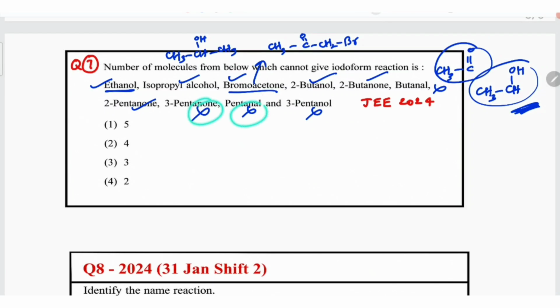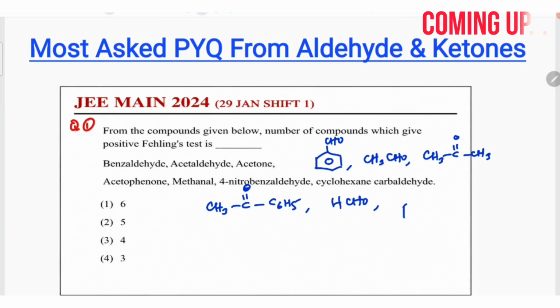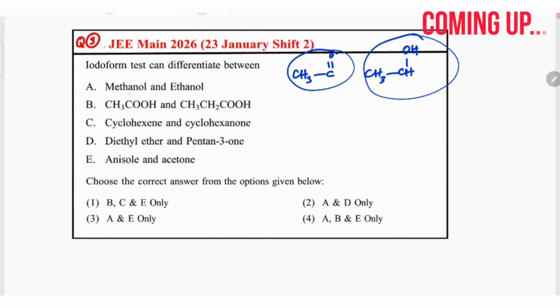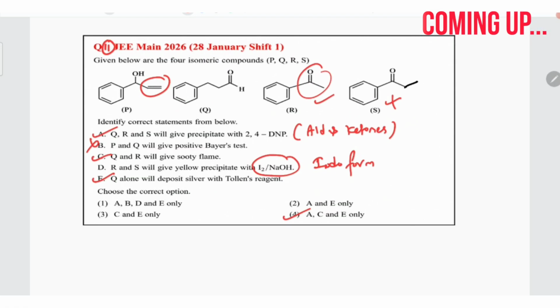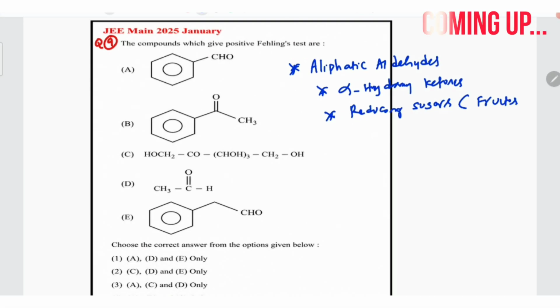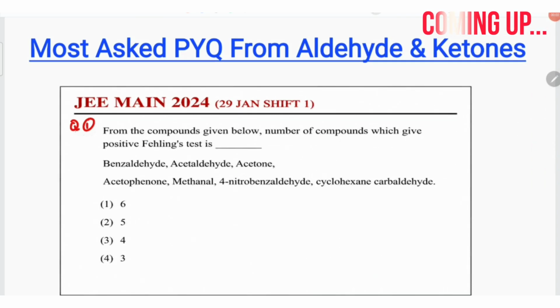1, 2, 3, 4. 4-nitrobenzaldehyde, which will show iodoform test. Chemistry reduction for both aldehydes as well as ketones. So S will not give iodoform test because there is no CH3CO group. So these groups can give Fehling's test. Don't miss this most asked PYQ from aldehydes and ketones.